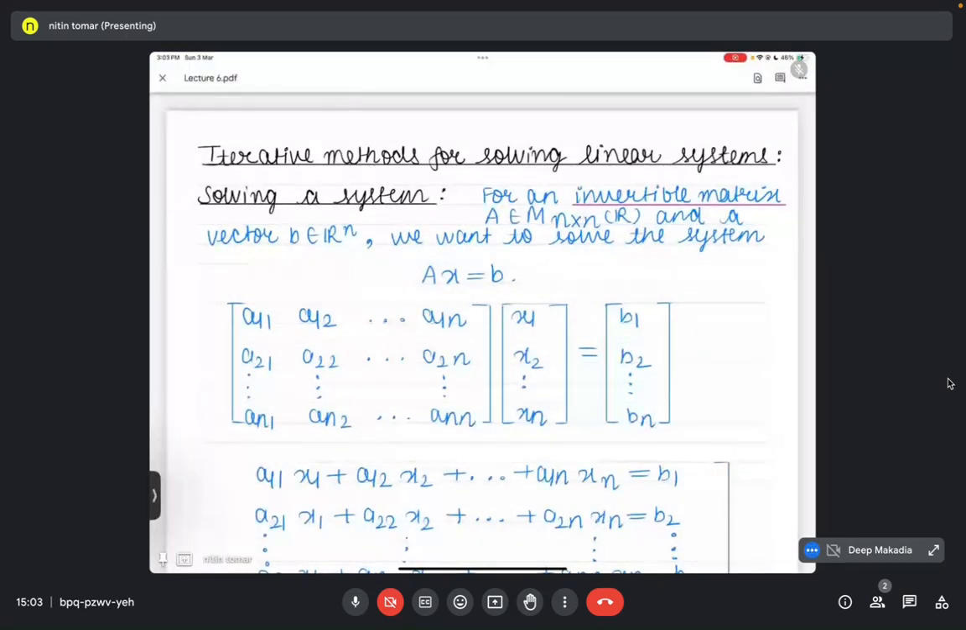Here we start with an invertible matrix A, which is a square matrix over the real numbers, and we start with a vector b in Rn. What we want to do is solve the system Ax equal to b. As you know, Ax equal to b will always have a solution because A is an invertible matrix. One such solution will be x equal to A inverse b.